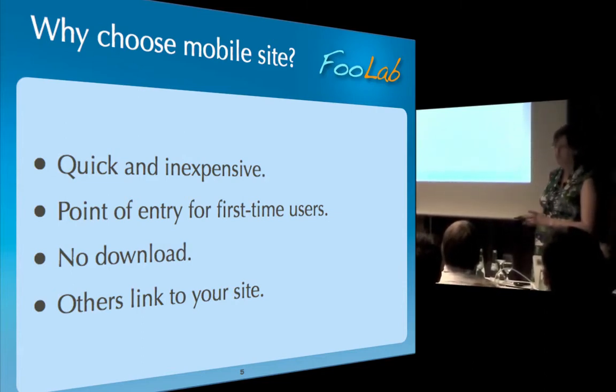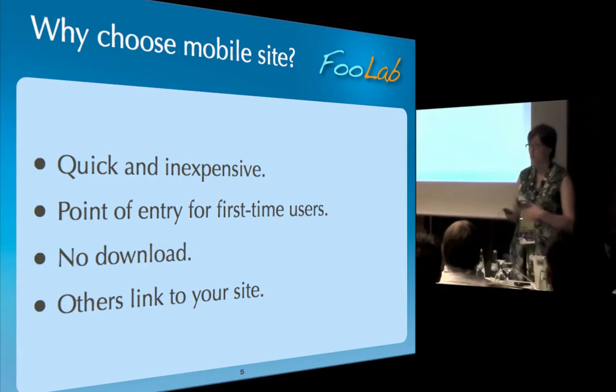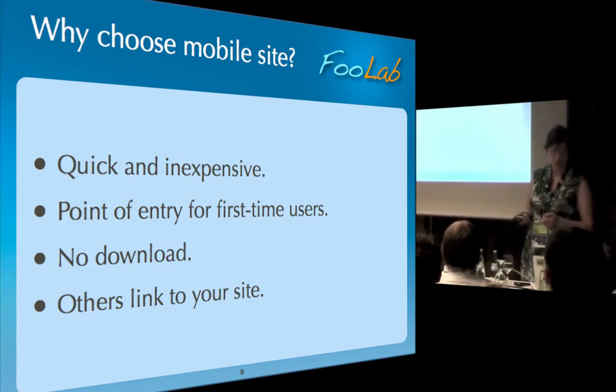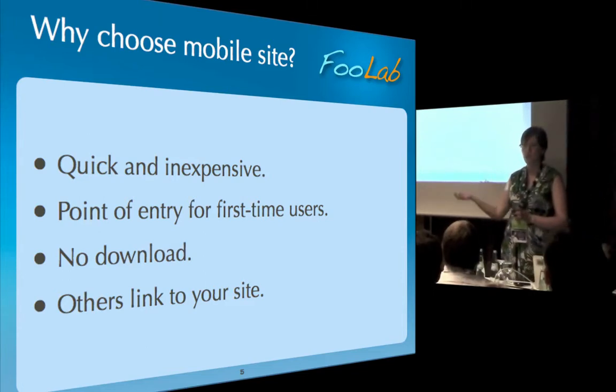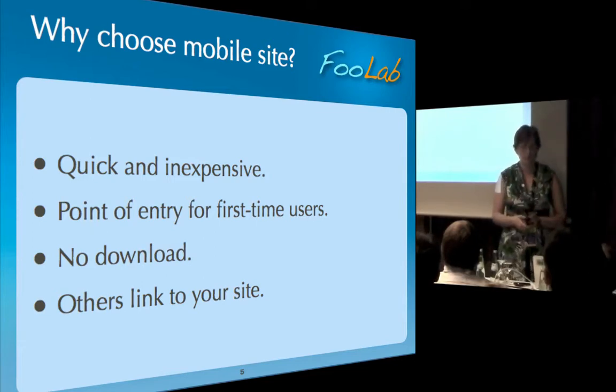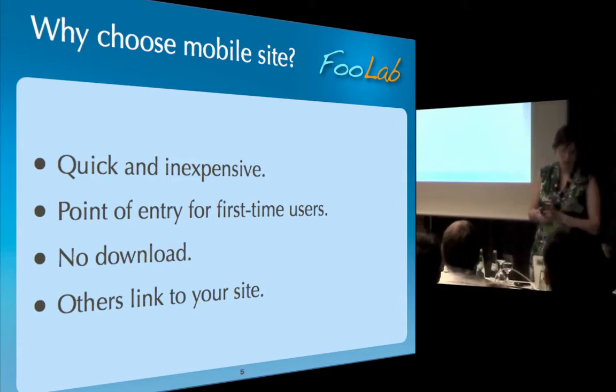So with a mobile site, there's no download, just load the website, which is much quicker. And others may link to your website. So for example, if you have some content, people share it on Twitter, people click the link, they want to be able to get to your website. So this is an entry point. And you don't necessarily need speed and all the native features.